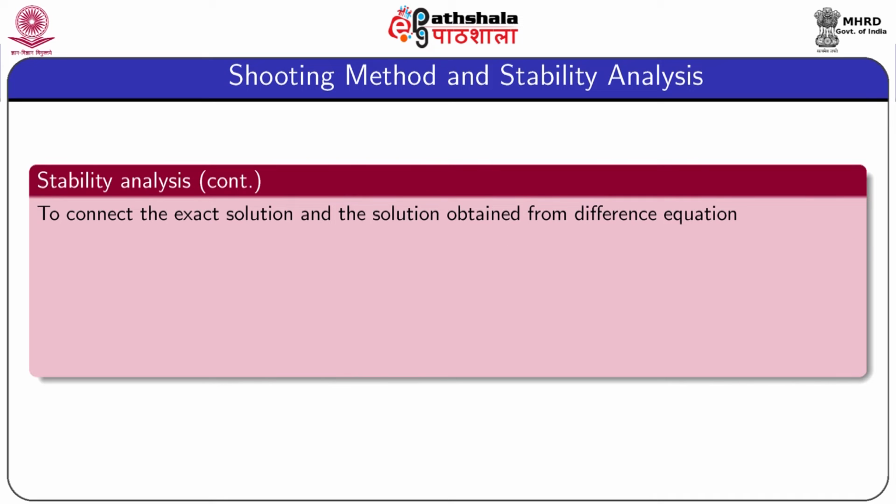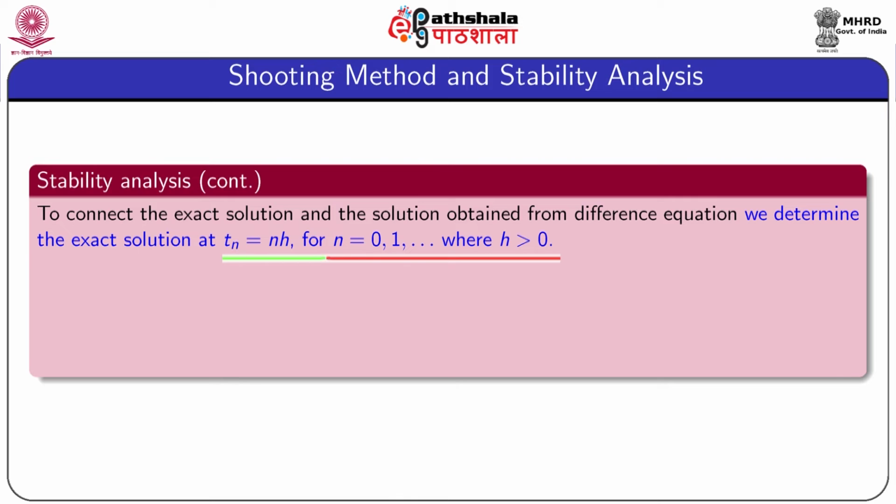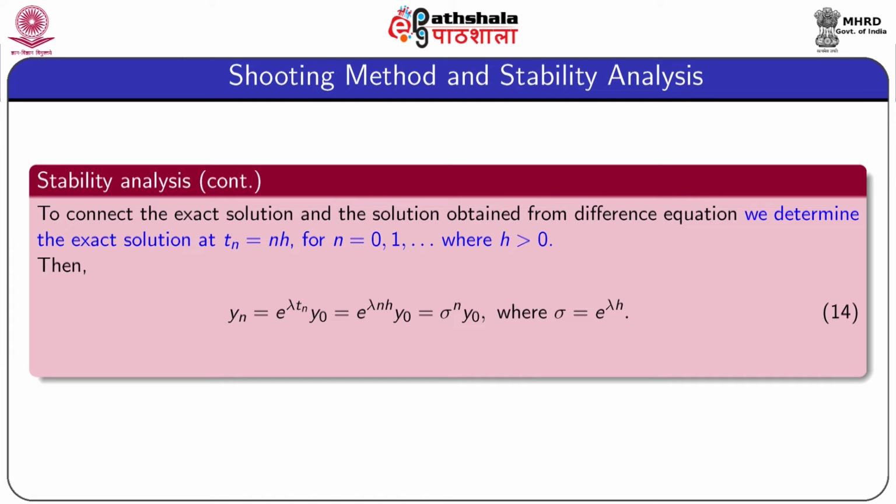Now, to connect the exact solution and the solution obtained from the difference equation, we determine the exact solution at different values of t, that means at tn equal to n into h, for n equal to 0, 1, 2 and so on, and h is any positive number. This is called the step length. Then yn equal to e to the power lambda into tn, whole into y0. This is equal to e to the power lambda n h into y0, equal to sigma to the power n into y0, where sigma is taken as e to the power lambda h.